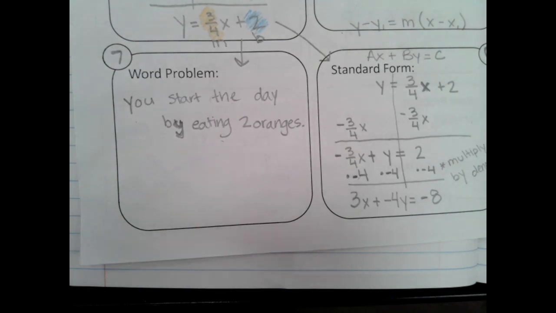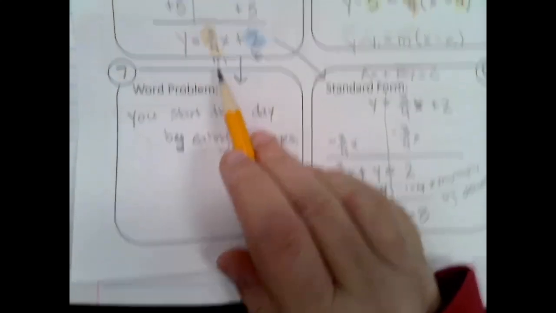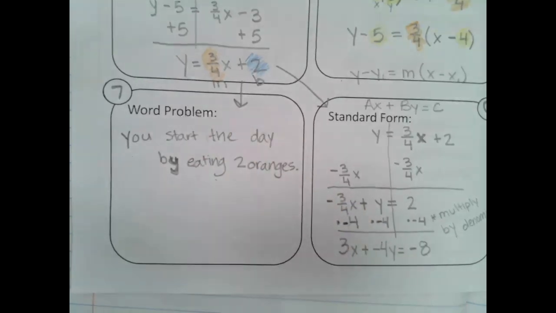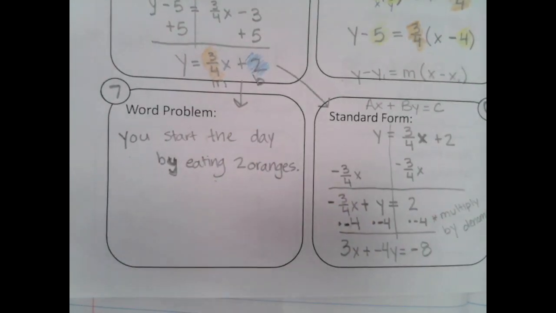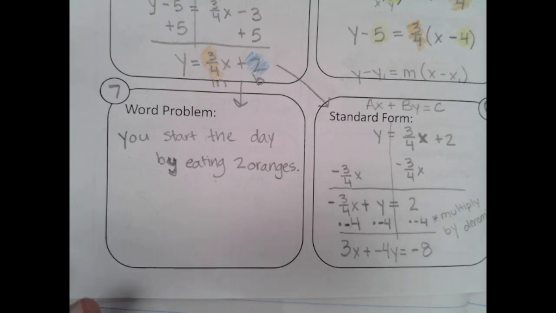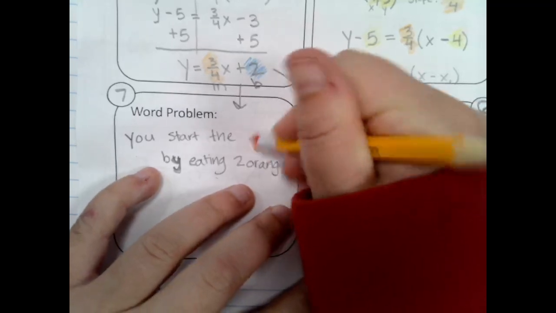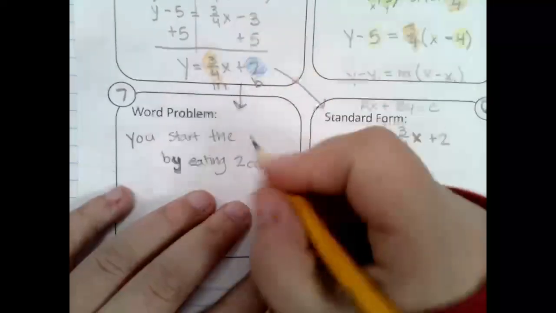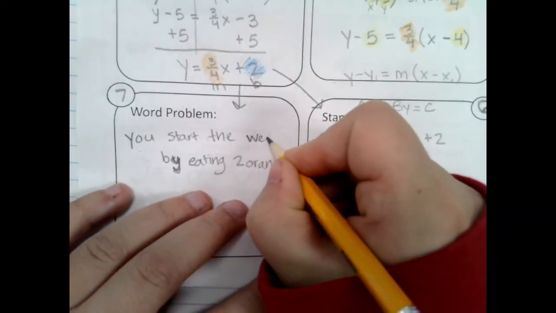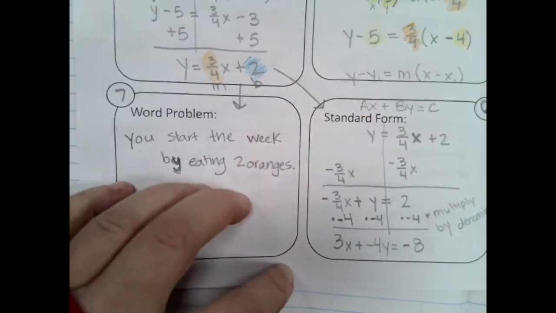It changes by 3/4. So there's 2 ways we can do this. Either we could say we're eating 3/4 of an orange every hour or every day. Ooh, we should have said start the week. Can we change that day to week? That makes more sense. You don't have to. I'm going to. It's going to make more sense in the long run because that's a lot of oranges for one day. So we eat 2 oranges at the beginning of the week.